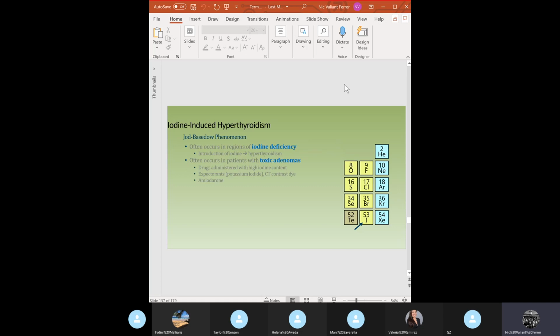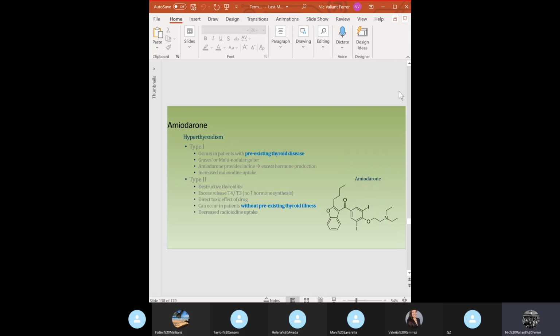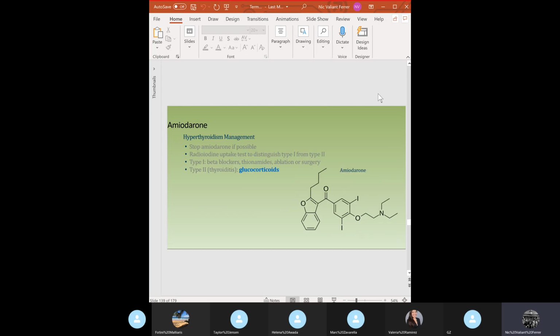It often occurs in regions of iodine deficiency, right? Often occurs in patients with toxic adenomas. If you're giving contrast dye or if you're giving amiodarone, they might have this phenomenon, Jod-Basedow. So amiodarone can cause hyperthyroidism, as I've said. So type 1 and type 2. Type 1, pre-existing thyroid disease, and type 2 without pre-existing thyroid disease.